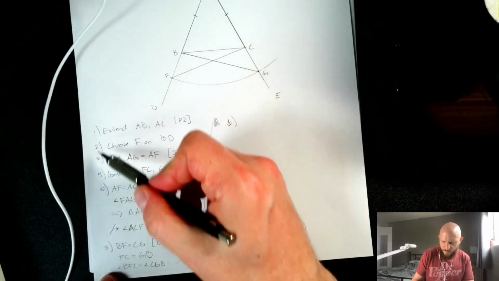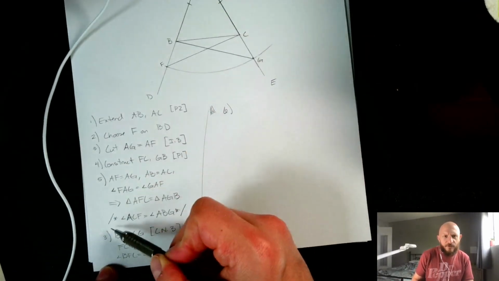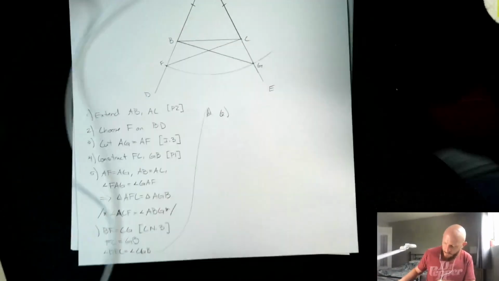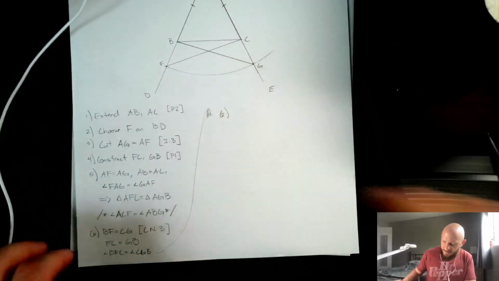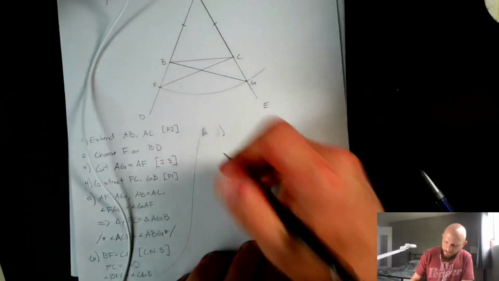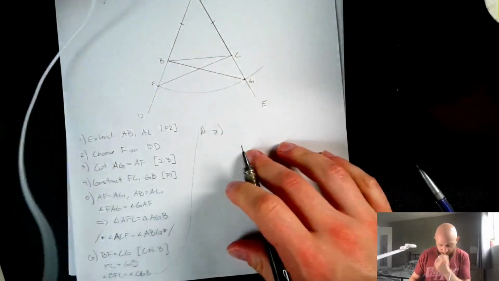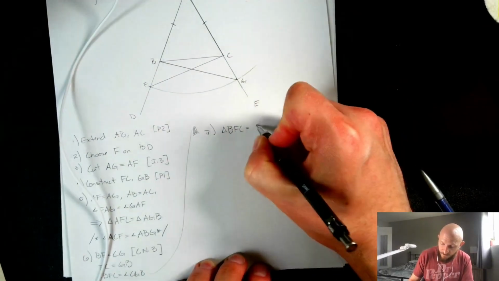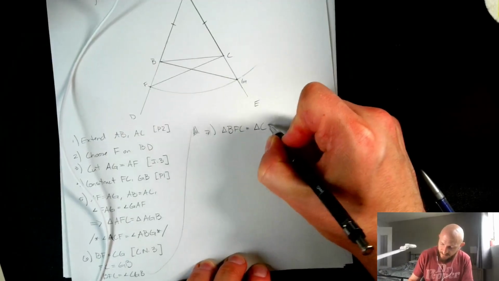Wait, 1, 2, 3, 4, 5, 3. That's not right. Where did that come from? 6, and then this is 7. So these triangles are the same. Triangle BFC is congruent to triangle CGB.